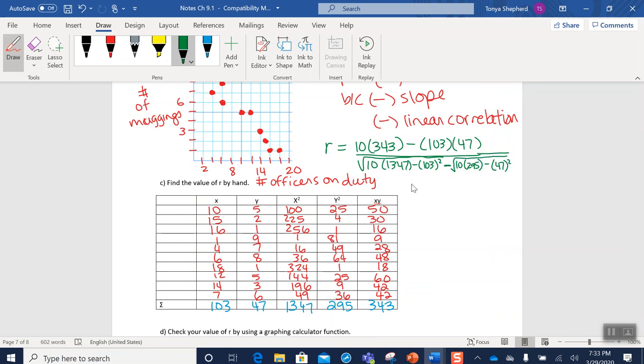Okay, so there's a lot of math going on in here. So I want you to go ahead and pause the video and work this out, and let's make sure that we can both come out to the same value for r.